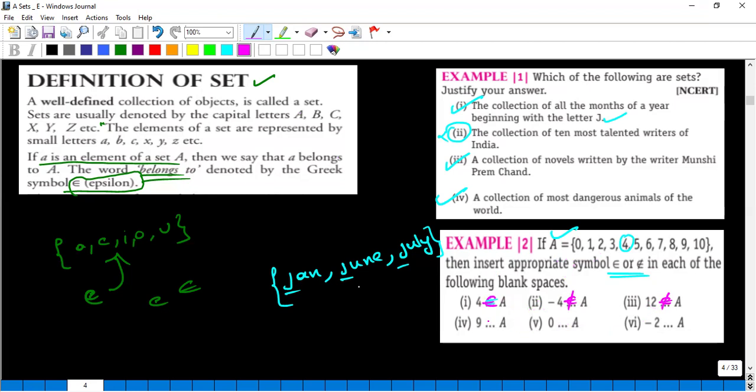9 belongs to A. Yes, 9 belongs to A. 0. Yes, 0 belongs to A. And minus 2 does not belong to A. So this is about the definition of a set. How can you decide whether it forms a set or not? Whether it is well defined or not, we have discussed.